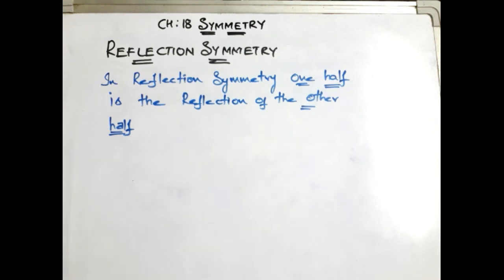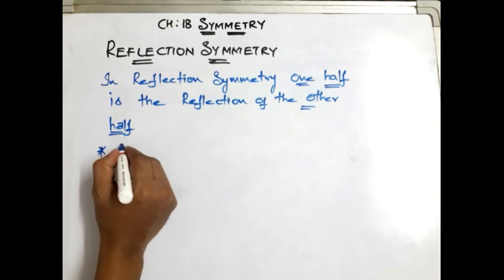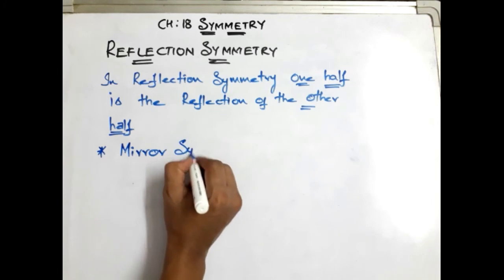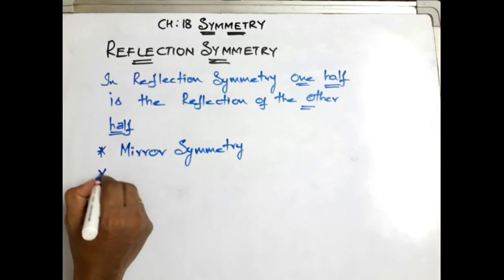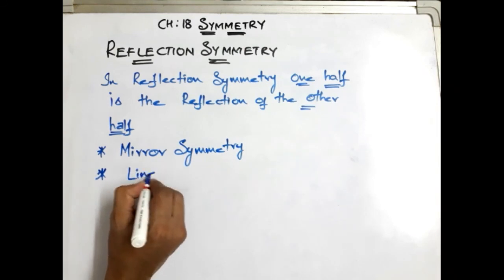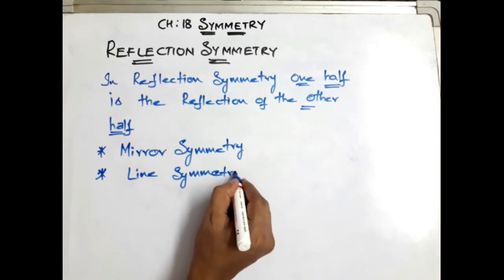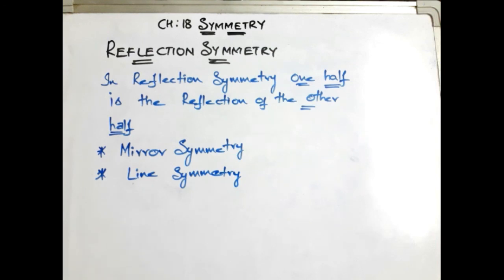Okay, because of this, we call reflection symmetry mirror symmetry. The other names for reflection symmetry are mirror symmetry or line symmetry. So when they ask you to check the line symmetry or mirror symmetry or reflection symmetry, all are the same. So please keep this in mind. Now I will show you what exactly the line of symmetry is. Please follow me.